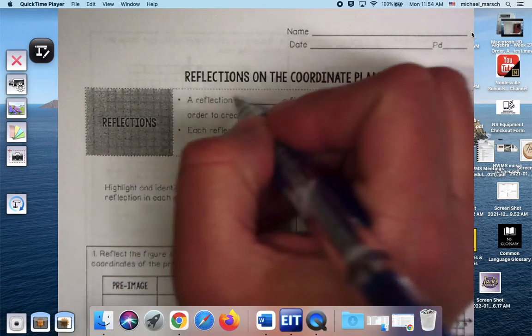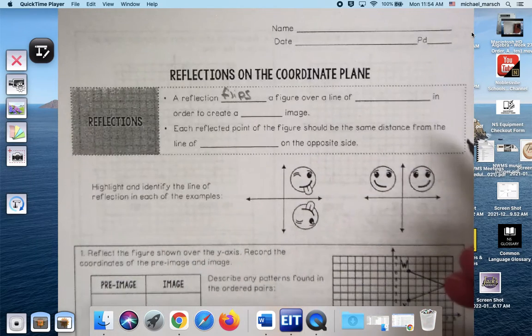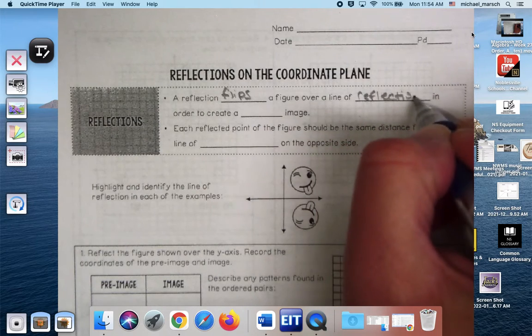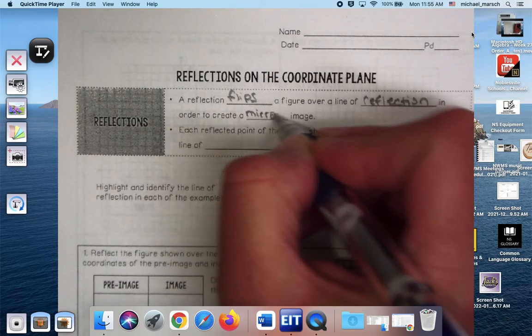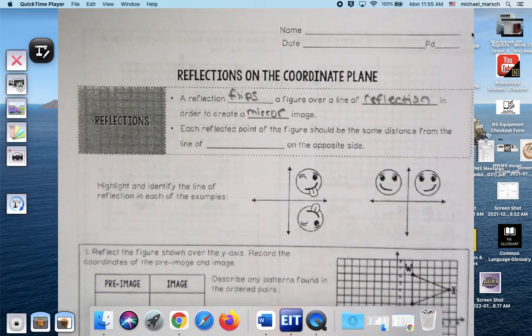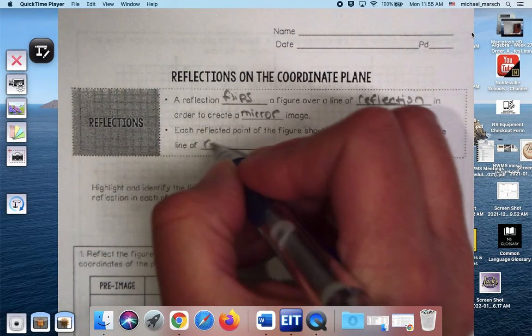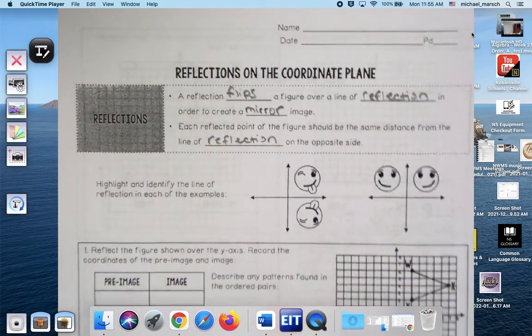A reflection flips a figure over a line of reflection in order to create a mirror image. Each reflected point of the figure should be the same distance from the line of reflection on the opposite side.